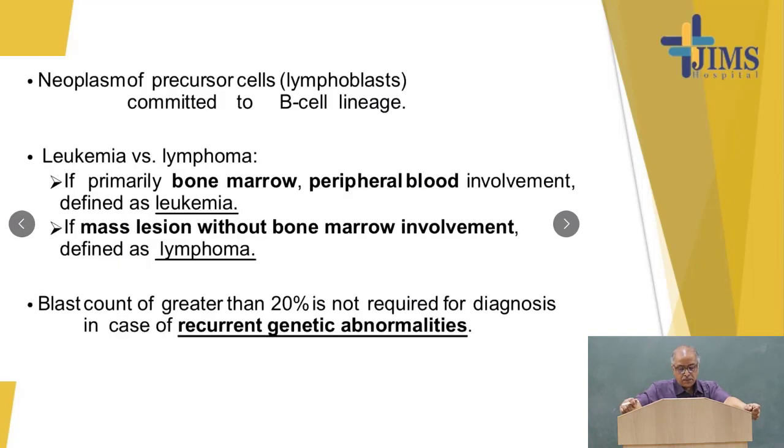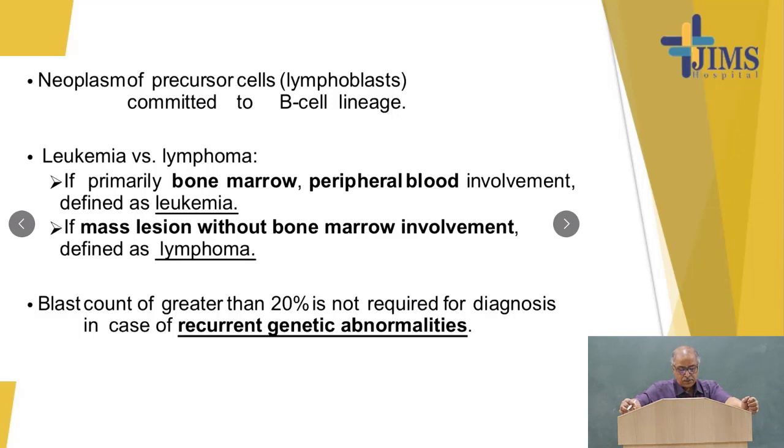These are neoplasms of the precursor cells, lymphoblasts committed to B cell lineage. Leukemia versus lymphoma: if primarily the bone marrow and peripheral blood are involved, it is defined as leukemia. If there is a mass lesion without bone marrow involvement, it is defined as a lymphoma. It is like milk and butter: when it is spilling into the blood and bone marrow, it is leukemia; when it is in the solid part, then it is a lymphoma.